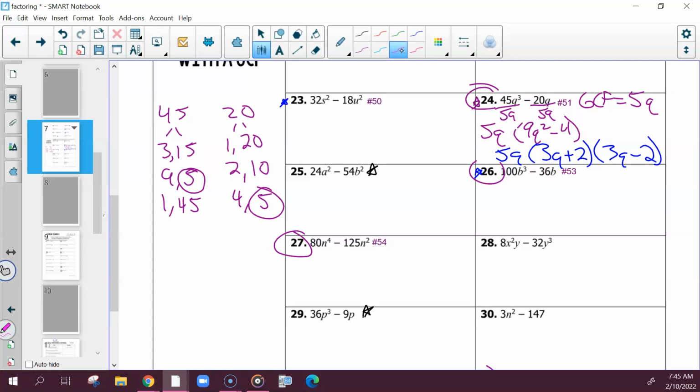36 is a perfect square, 6 times 6. The b's, because they're not even. I have b to the third and I have 1b. So we're going to have to factor out a b. But because we're factoring out something, we could also look and see, do they have anything in common that we could divide out?